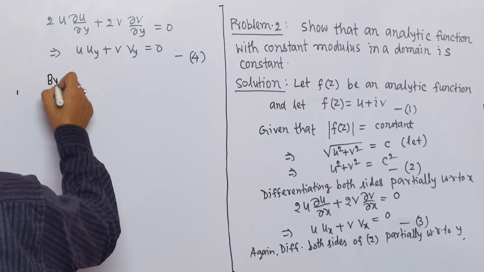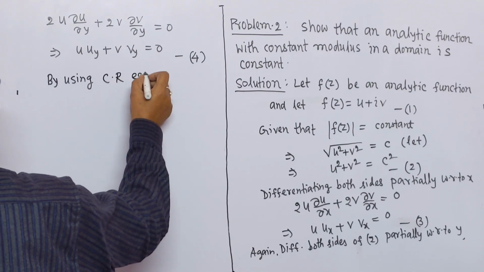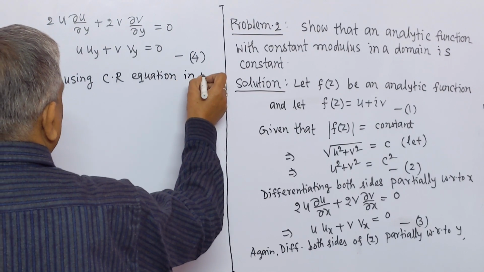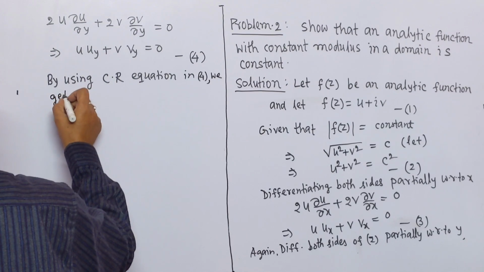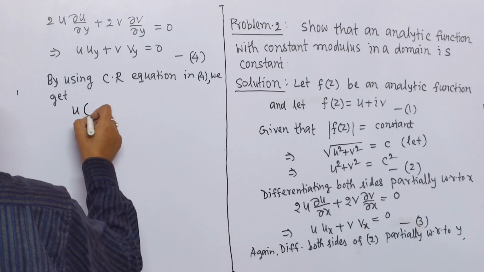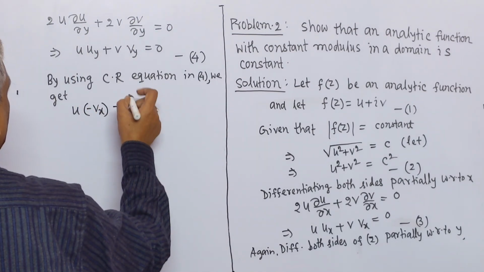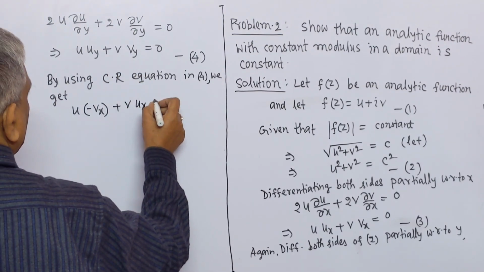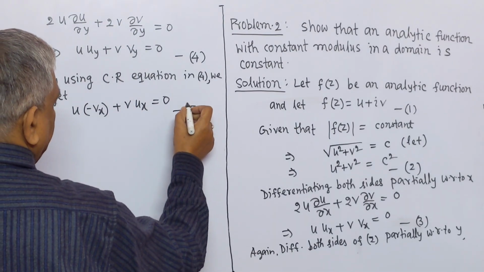By using the CR equation, the Cauchy-Riemann equation, in 4, we get uy equal to minus vx and vy equal to ux. This equal to 0. This is number 5.